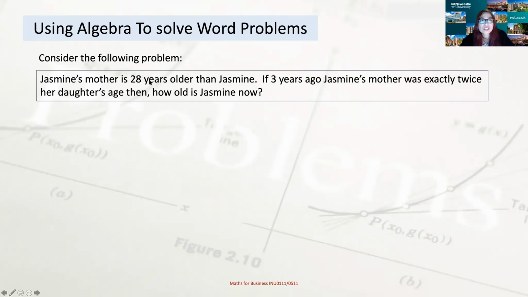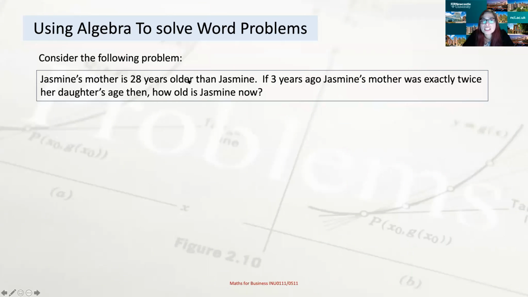Jasmine's mother is 28 years older than Jasmine. That's your first sentence in the statement. If 3 years ago, Jasmine's mother was exactly twice her daughter's age, then how old is Jasmine now? First step, do not panic. Second step, solve the problem. How are we going to solve the problem? Read the question, break the question into parts, convert the English into maths.